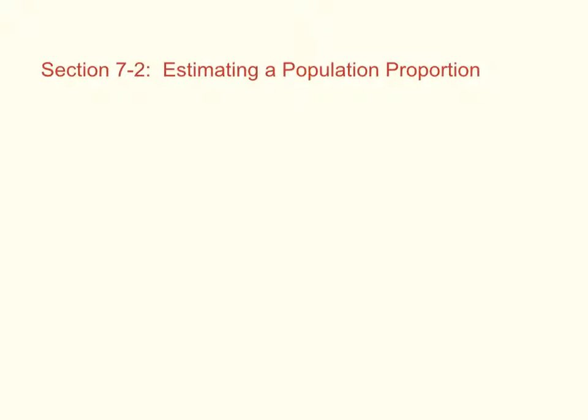Section 7.2 in your book is titled Estimating a Population Proportion. Basically what we're going to do in this section is, if we're given some kind of a large population, let's say a population of people, we want to come up with some kind of a proportion. The number of people that like chocolate ice cream, or the percentage of people that are Republican, or something like that.